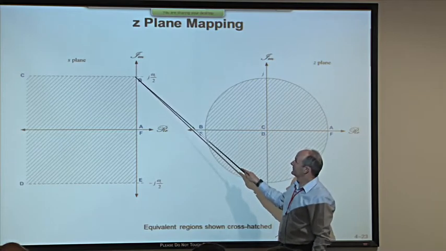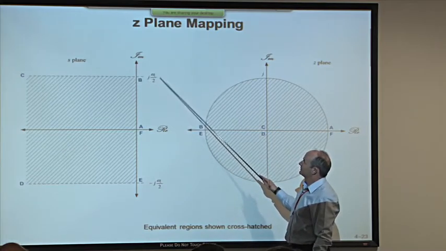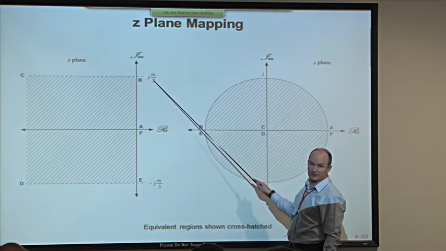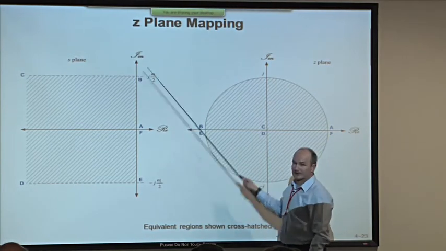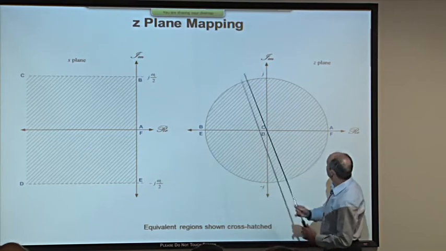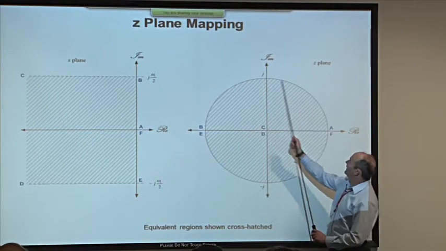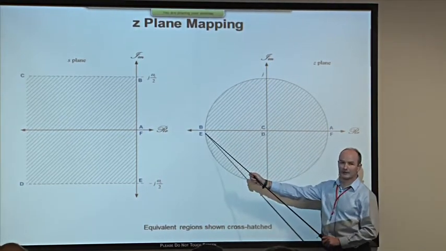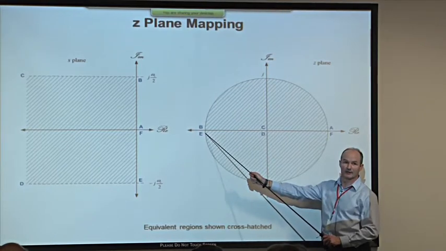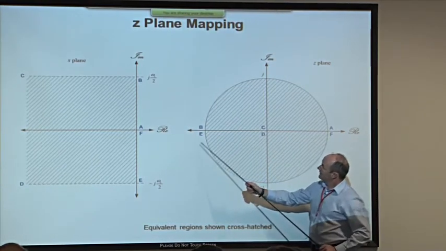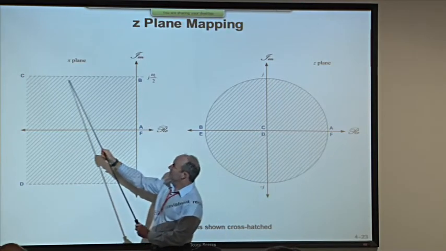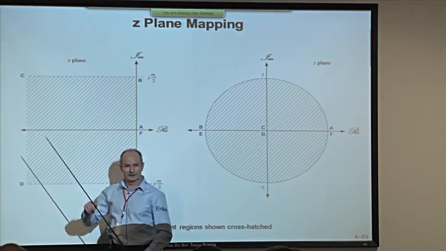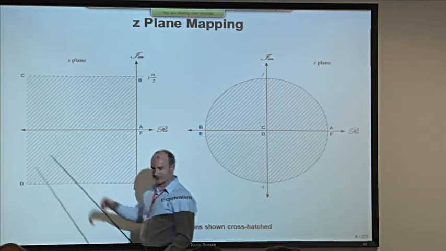Point B is significant. It's at j times omega s over 2, half the sample frequency. That's point B. Now that line there, under the mapping z equals e to the st, is equivalent to a journey around the upper half of the unit circle from point A to point B on the right-hand diagram. Now over here we turn left at point B and we follow the dotted line an infinite distance to the left to point C. C is infinitely far to the left in the s-plane.